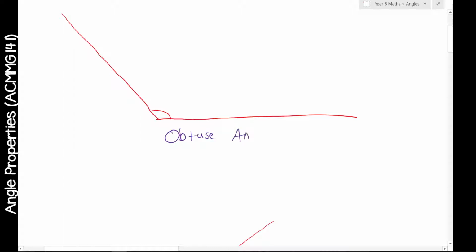An obtuse angle is between 90 degrees and 180 degrees. Being a little bit more specific, it's really between 90.1 degrees and 179.99999 degrees. I'll explain more on that later.